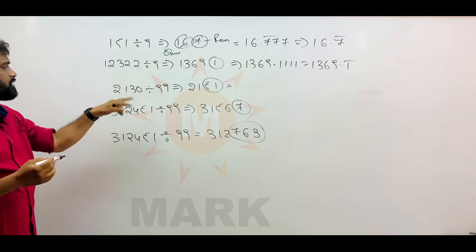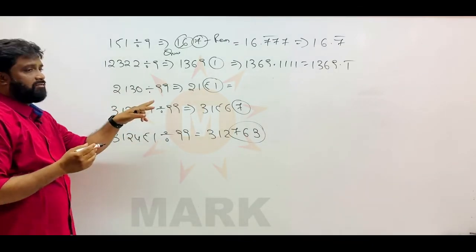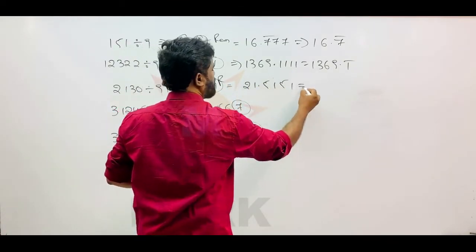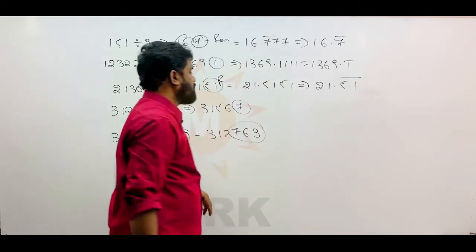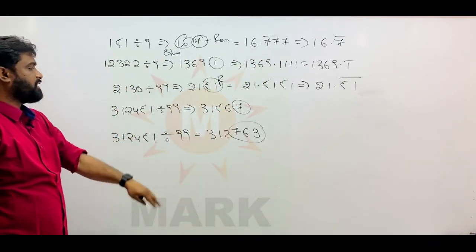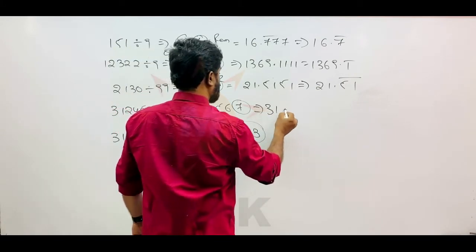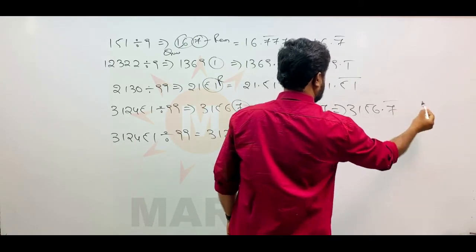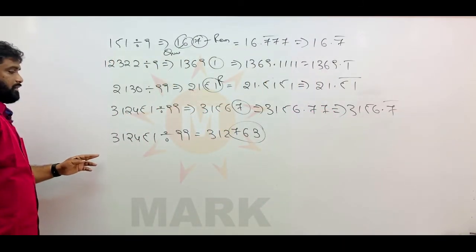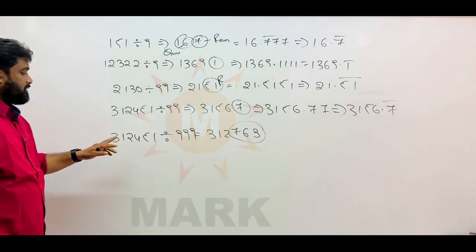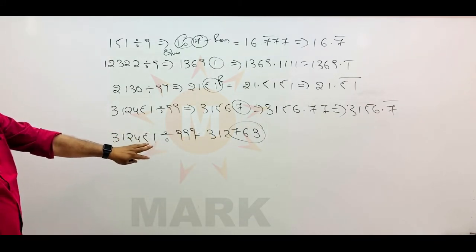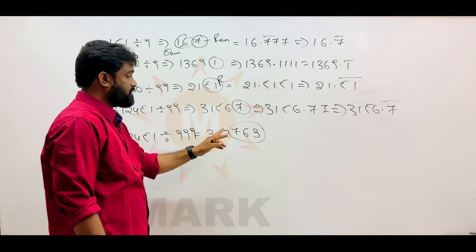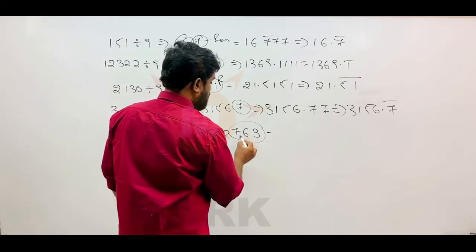So the third one, 2130 divided by 99, you got remainder 51 and quotient 21. That means 21.5151 and so on. That means it is nothing but 21.51 bar. Now the fourth one, 312451 divided by 99, it will go like 3156.777. That means it is 3156.7 bar. Now clearly, I'm sorry, here, when 312451 is divided by 999, you got something like 312763, right? So that means you can copy this number after the decimal point also.